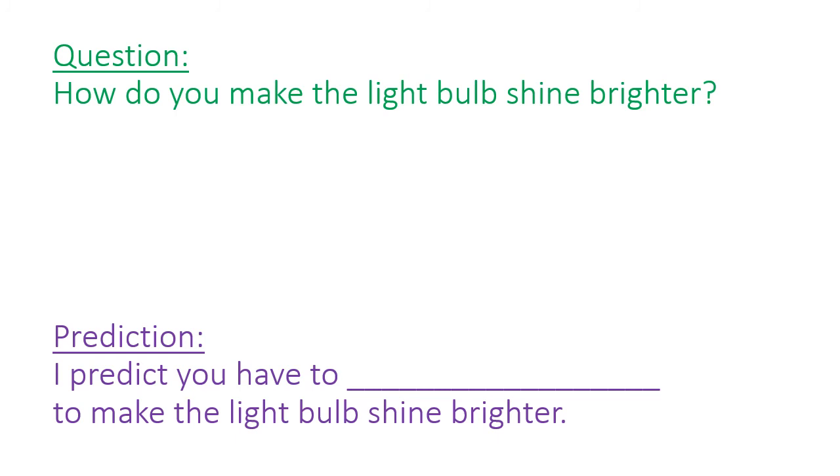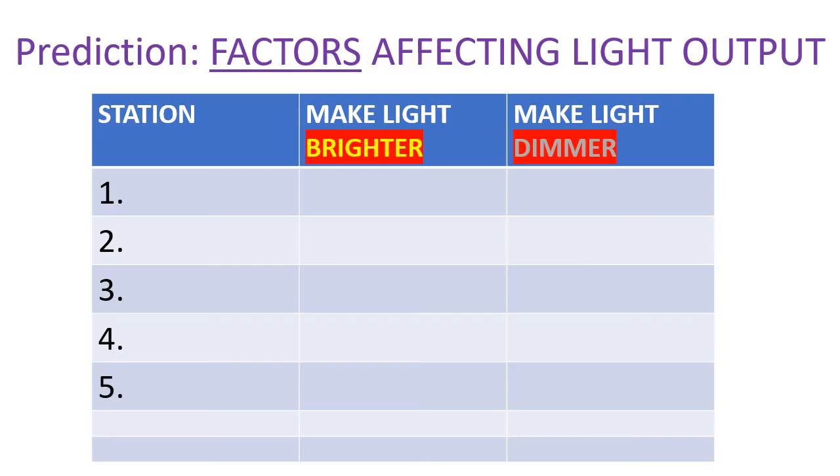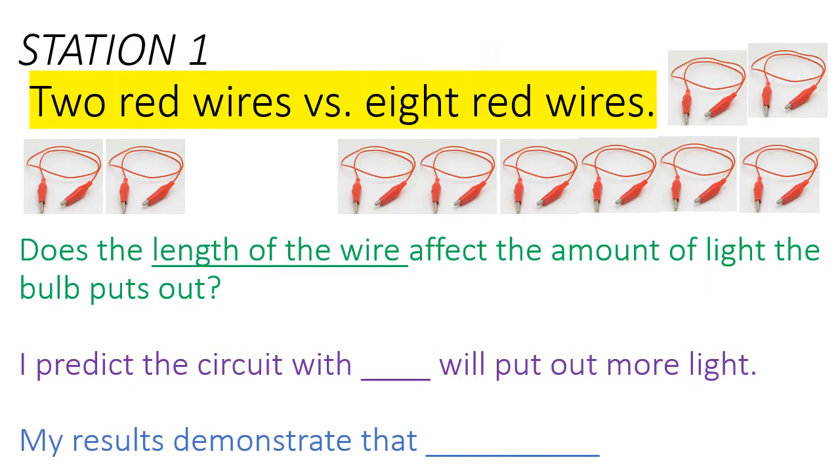Our next investigation was, how do you make the light bulb shine brighter? And we made a prediction. We wanted to figure out the factors that not only turn on the light bulb, but make it brighter. So our first investigation was 2 red wires versus 8 red wires. So we asked, does the length of the wire affect the amount of light the bulb puts out?